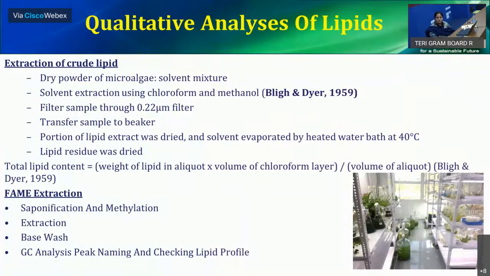Once we have done the extraction, we filter the samples through a 0.22 micron filter and transfer the same to a glass vial or a beaker, and the portion of lipids are extracted and solvent evaporated at 40 to 50 degrees, and the lipid residue is further dried, and we calculate the total lipid content with the formula as mentioned over here. And once the lipids are dried, we then derivatize those lipids in order to be analyzed through GCMS, because fatty acids are non-volatile. We convert them to volatile by derivatizing and then analyzing through GCMS, and this was discussed in detail yesterday in the other presentations. So this is the method we quantify the lipids.